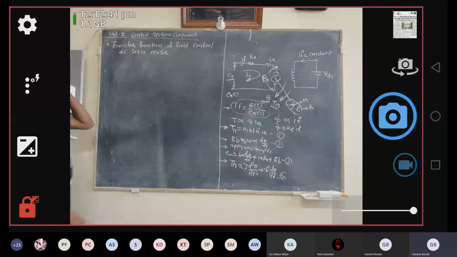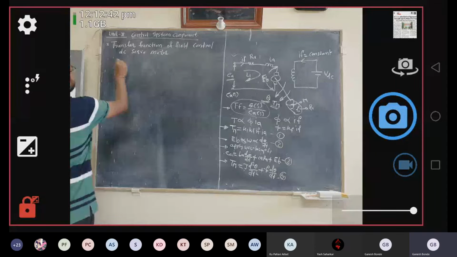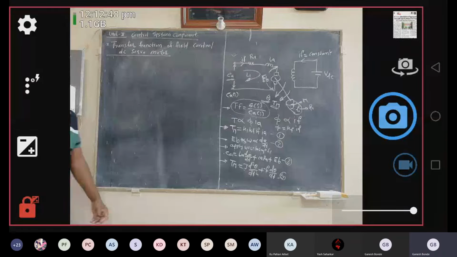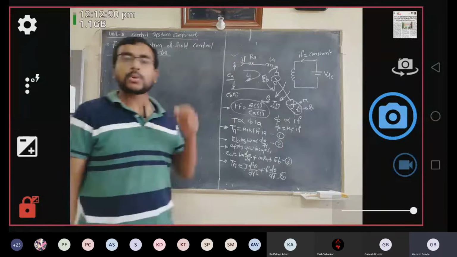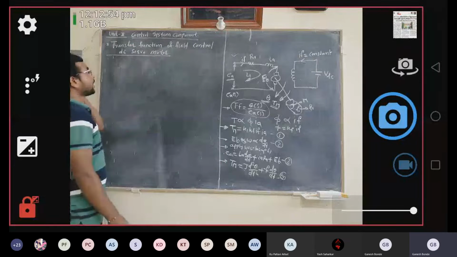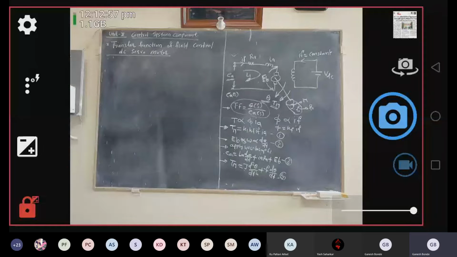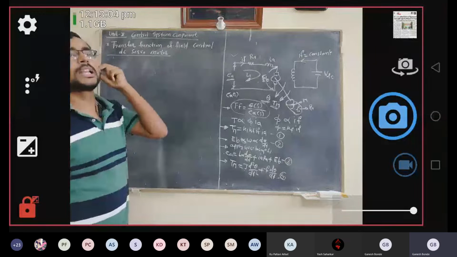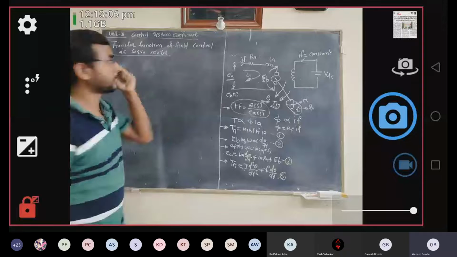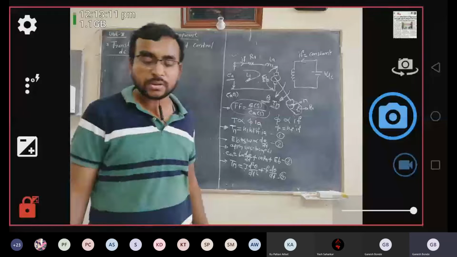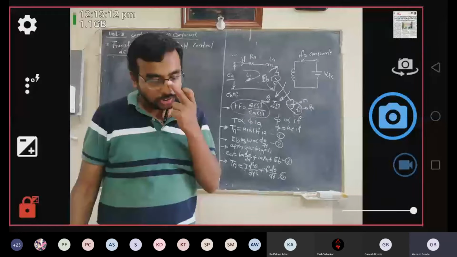Now similarly, we have to derive the transfer function of field control DC servo motor. So what do you mean by field control? During the field control, we are keeping the value of armature quantity constant, and we are varying the value of field quantity. So this is called field control system. Then develop a circuit diagram for field control DC servo motor.